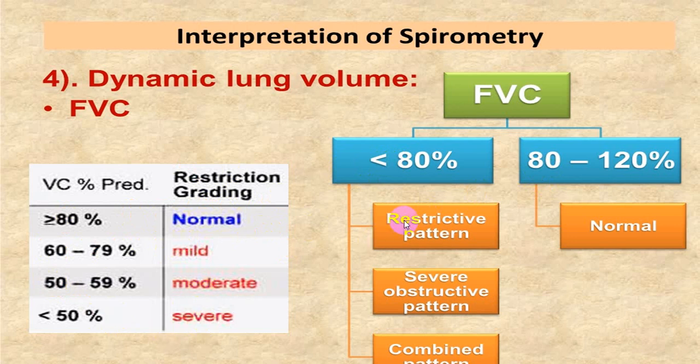So to find out the severity of restrictive pattern, you will utilize the severity of fall in FVC. So we always say 80, 60 and 50. So less than 80, mild. Less than 60, moderate. Less than 50, severe.